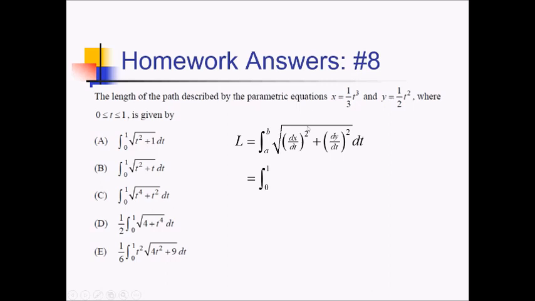But be careful because we're already squaring that inside the square root. Next, for dy over dt, 2 times 1/2 cancels, you just have t, but again, you're squaring that. And just to clean this up a little bit, we then have the square root of t to the 4th plus t squared. So that's going to match answer choice, is that C? Yep.